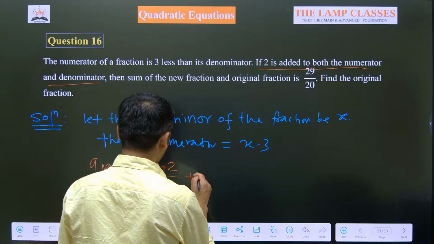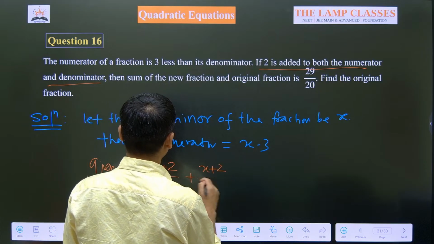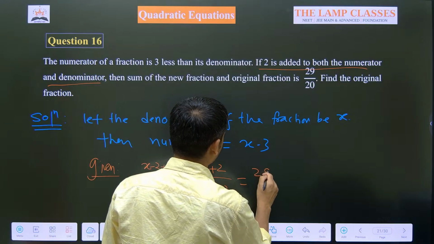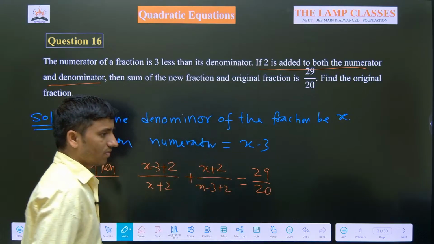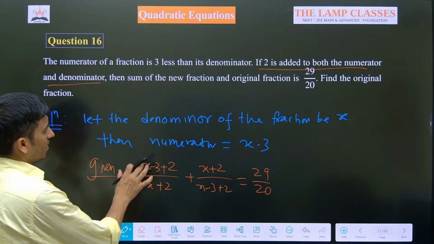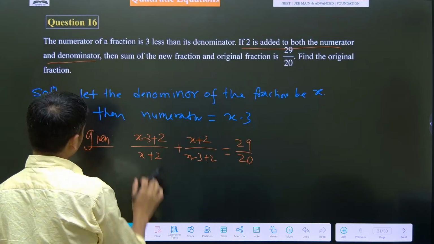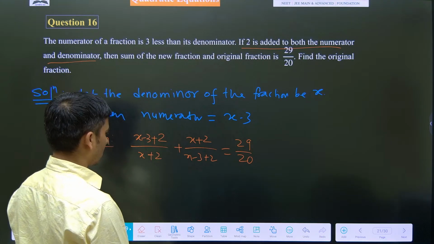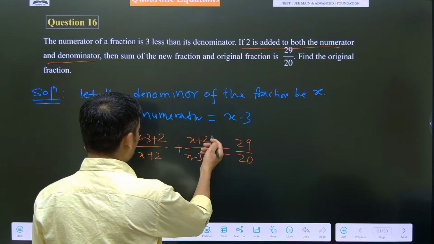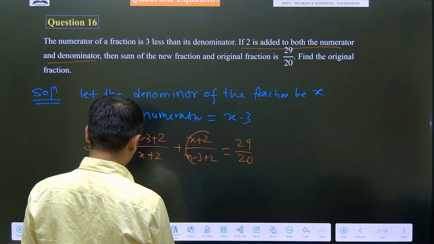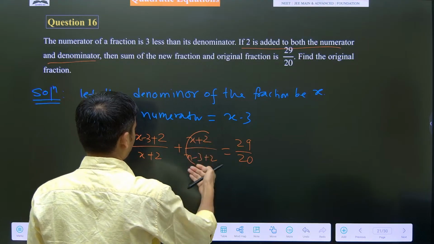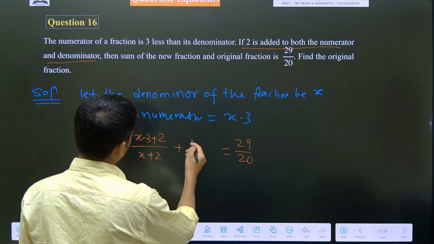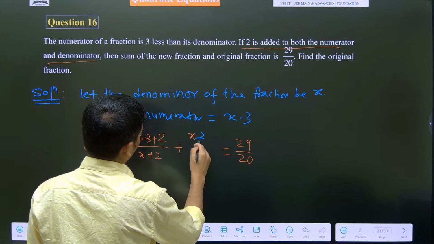What will be the reciprocal of this? x plus 2 upon x minus 3 plus 2. That will become 29 upon 20. Just see if it makes sense. Is that what they are saying? Okay, sum of the new fraction and the original fraction, right? Note this one. So this is the new fraction. The original fraction was actually x minus 3 upon x only, right?